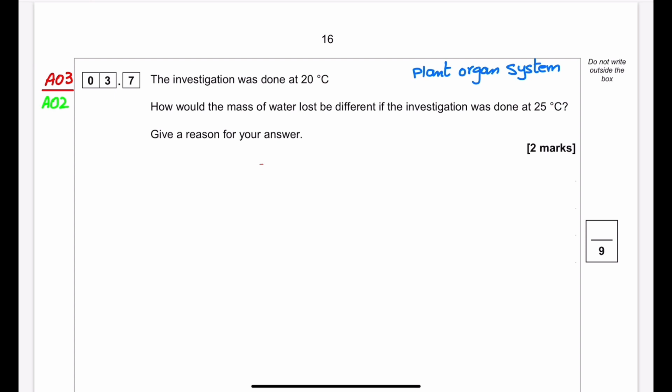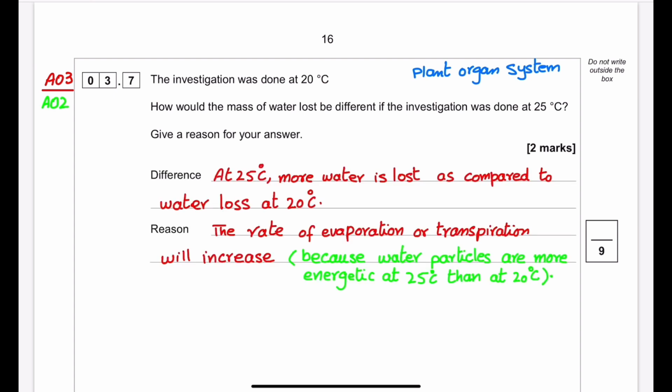Let's see the model answer. At 25 degrees Celsius, more water is lost as compared to water loss at 20 degrees. The student will get 1 mark for this answer. Now the student needs to give a reason. The rate of evaporation or the transpiration will increase because the water particles or water molecules are more energetic at 25 degrees than at 20 degrees Celsius.